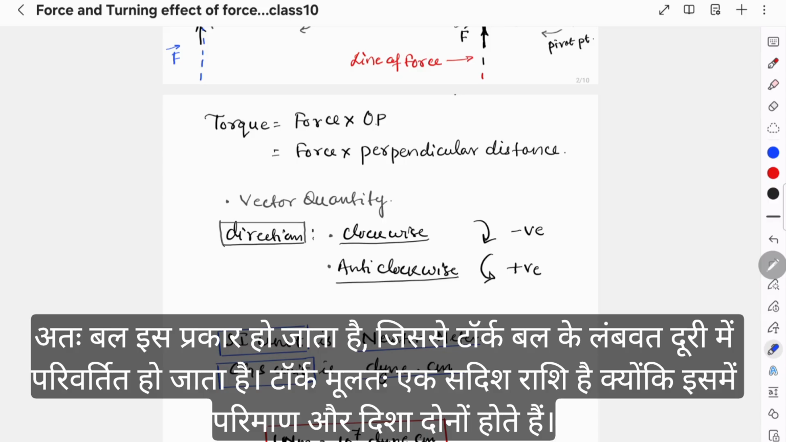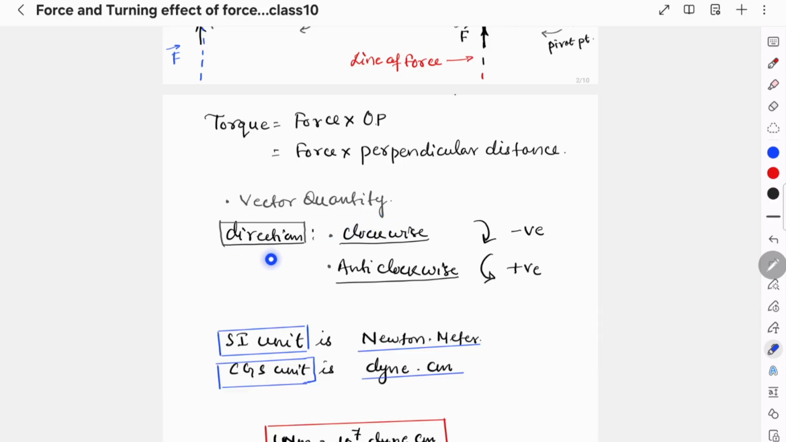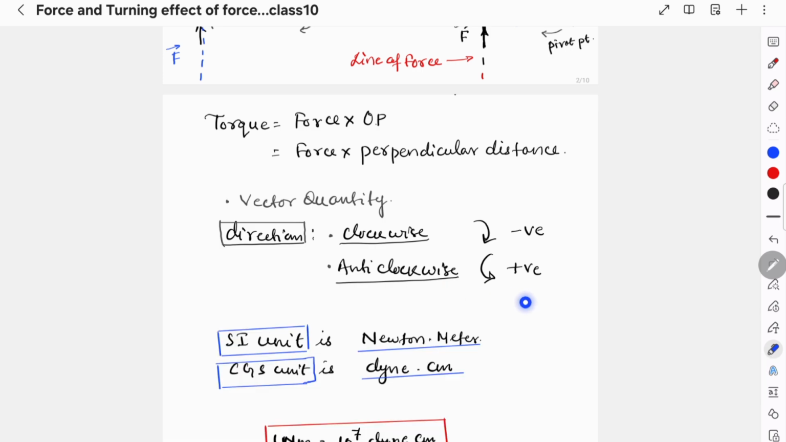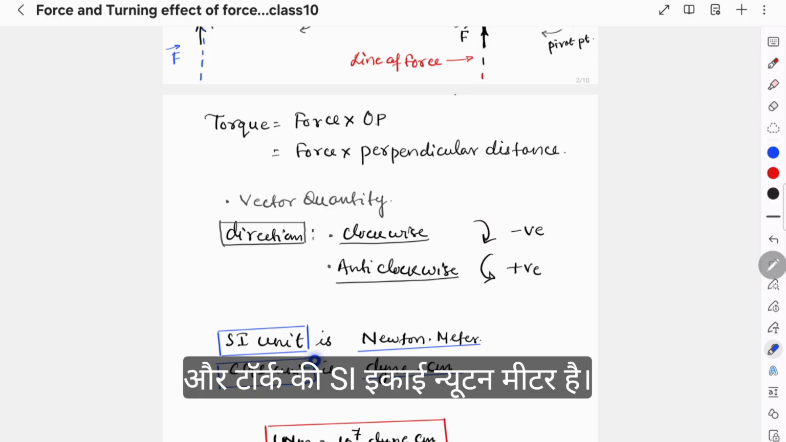Torque is a vector quantity because it has both magnitude and direction. When the body moves in the clockwise direction, it is considered a negative direction, and when the body moves in the anti-clockwise direction, it is considered a positive direction. And the SI unit of torque is Newton meter.